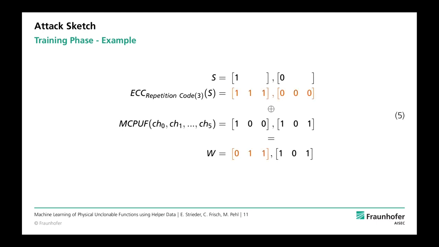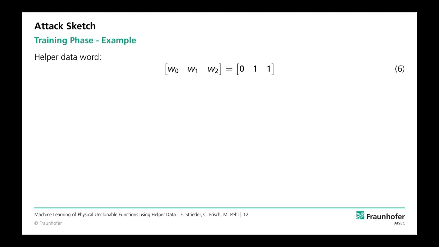Please note that the repetition code returns only 2 possible code words, the all 0 or the all 1 code word. Let's take a look at the first code word and how this knowledge helps. Based on the helper data word and the knowledge that the repetition code only returns 2 code words, we can guess 2 possible path response strings for this code word.